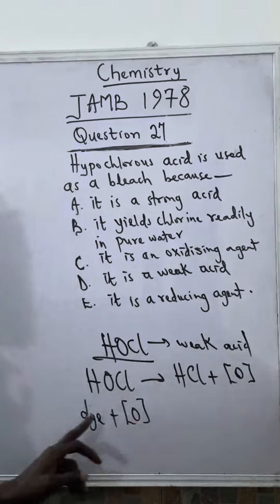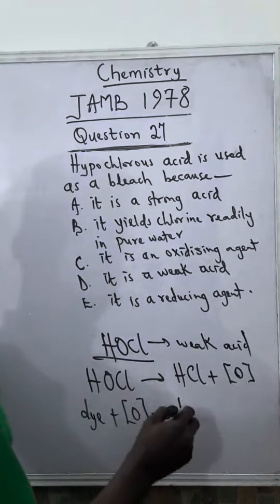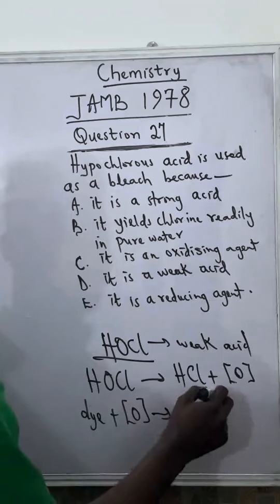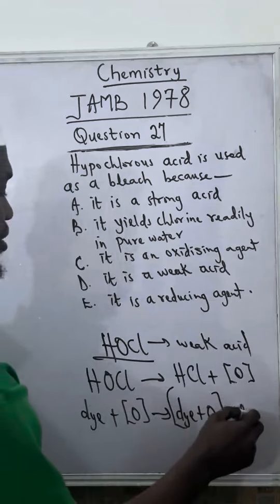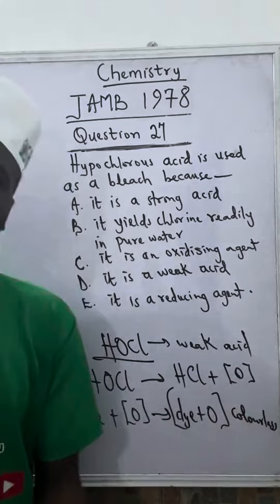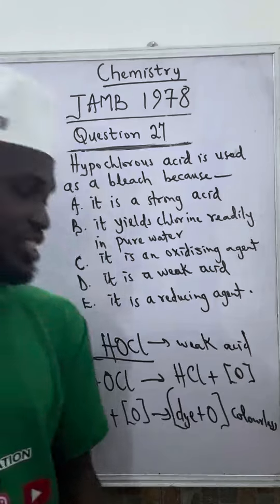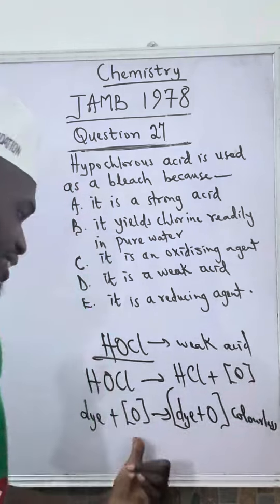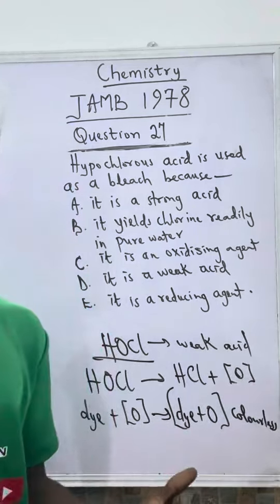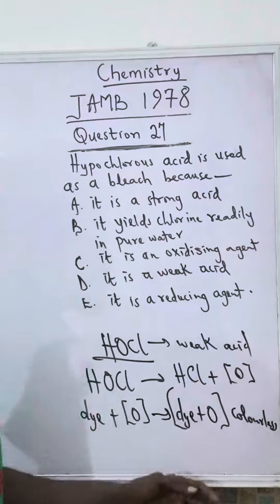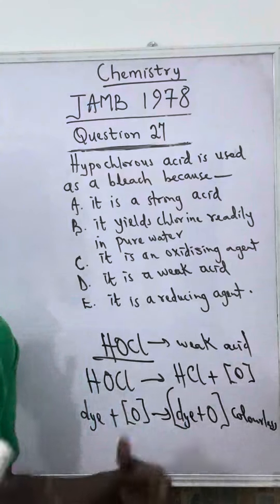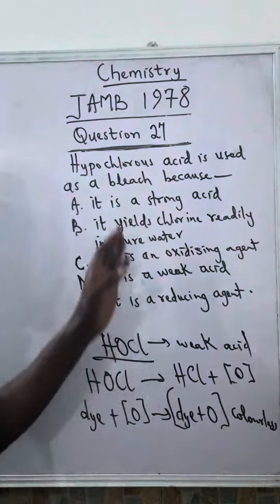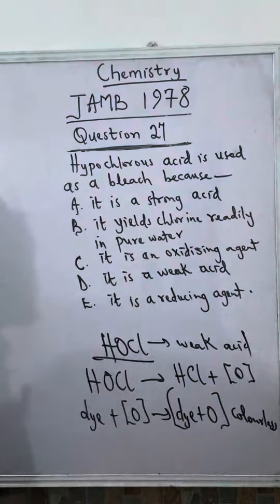When this oxygen combines with the dye, it becomes dye plus oxygen, depending on the type of dye we are talking about. So this dye becomes colorless. That is, it loses its color due to the presence of this nascent oxygen. We can also explain that this dye will lose its color spectrum, and makes it reflect colorless or opaque. So that's the function of hypochlorous acid.